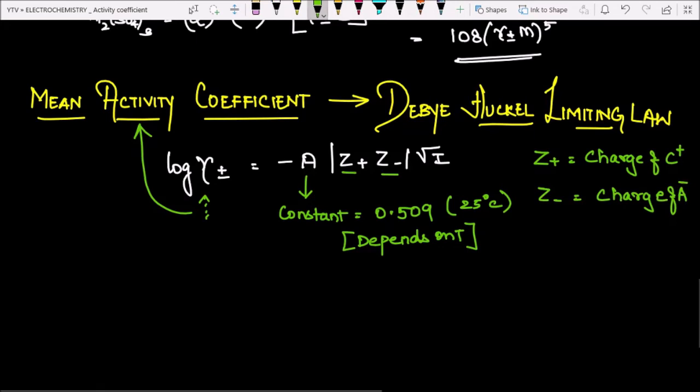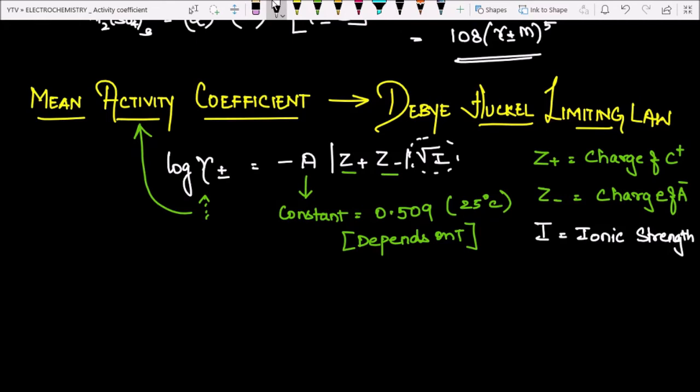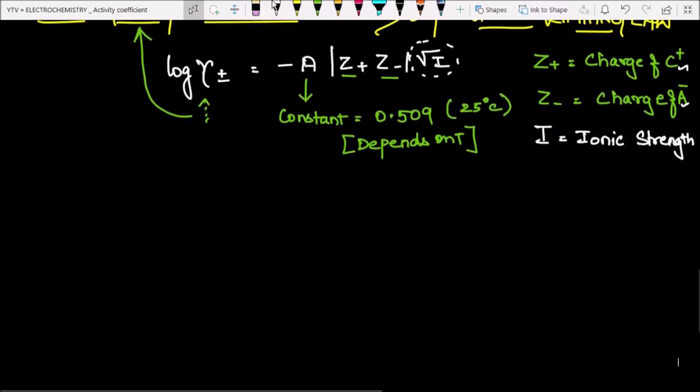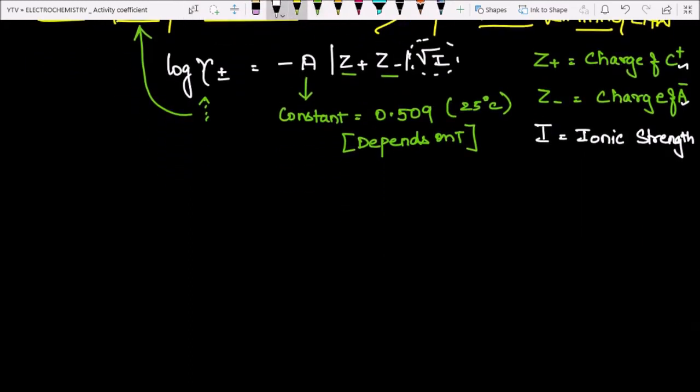And then coming to the most important part, this value I. Here I stands for the ionic strength. I is called the ionic strength. Now the cation's charge, anion's charge and all is fine. A is also fine, we can remember. Now what about ionic strength? Ionic strength we have to find out. If we talk about ionic strength, it is nothing but the strength of the ions, as the term indicates.